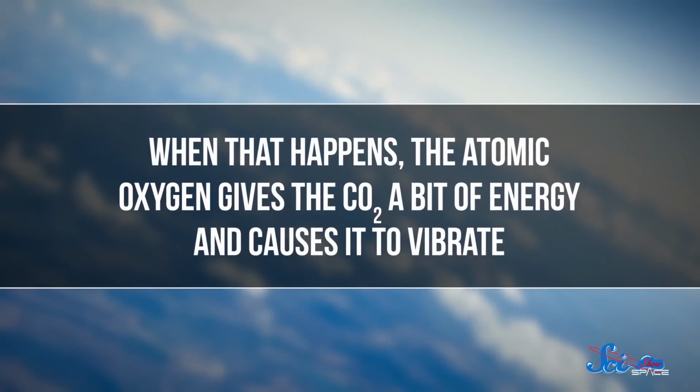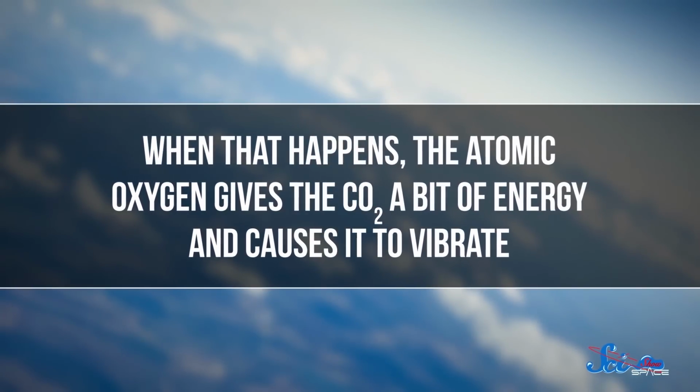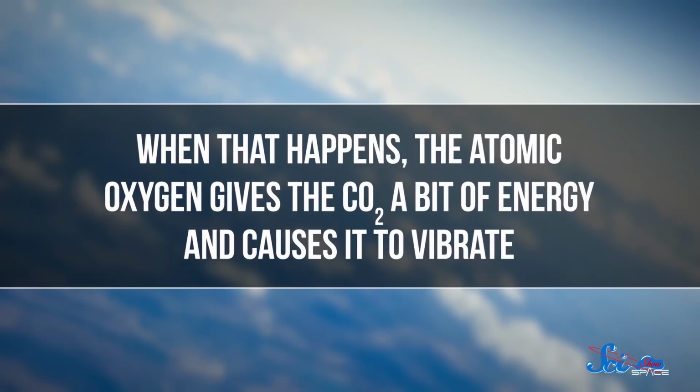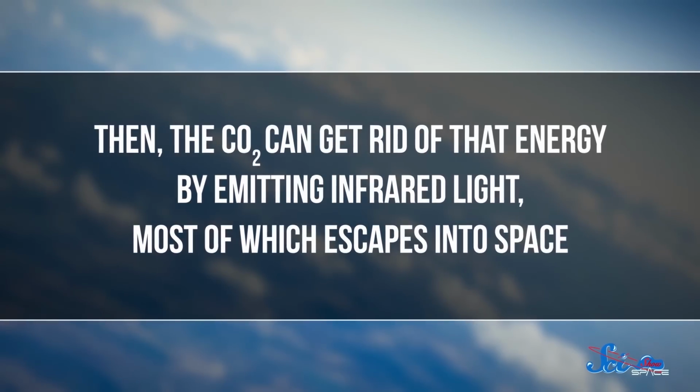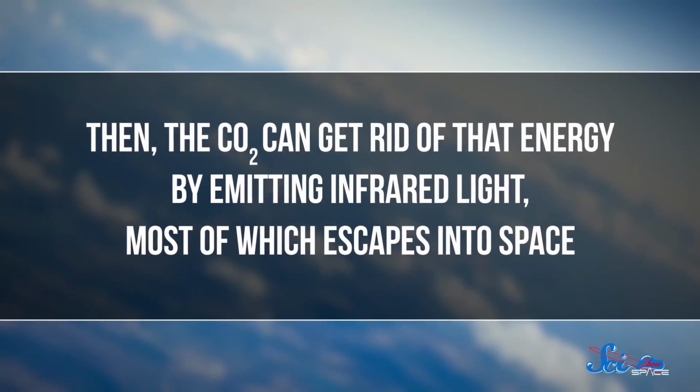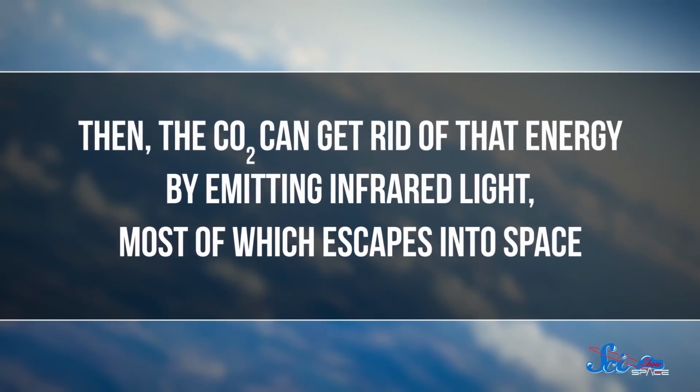When that happens, the atomic oxygen gives the CO2 a bit of energy and causes it to vibrate. Then the CO2 can get rid of that energy by emitting infrared light, most of which escapes into space. Ultimately, as that heat dissipates away, the upper atmosphere cools down. So as the amount of carbon dioxide increases, these collisions happen more and more often, and the upper atmosphere gets colder and colder, and in the process, it shrinks.